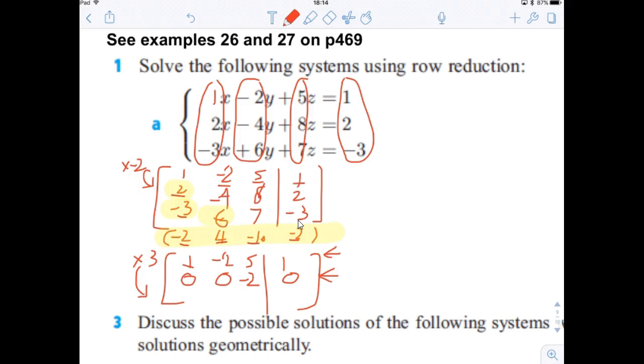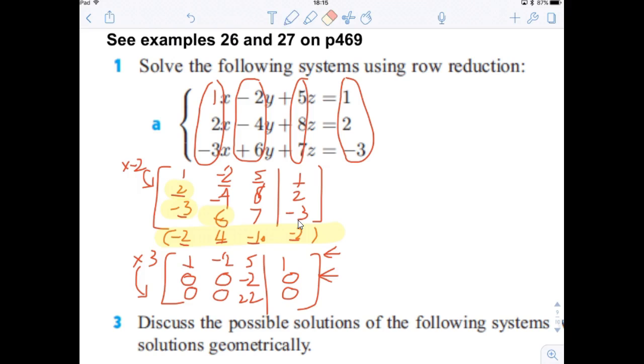Okay? So 3 times 1 is 3. Add it to -3, and this becomes 0. We take the -2 and multiply that times 3, -6, and we add it to 6, and we get 0 here too. And then finally, I'm going to take the 5, multiply times 3, we get 15, and then I add it to the 7, and we get 22. And then I take the 3, multiply times 1, I get 3, and then I add it to -3, and I get 0.